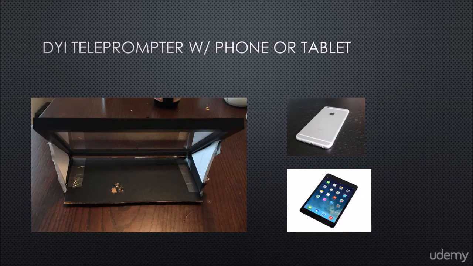This one here took me about 15 minutes to build because I had everything on hand, and there are plenty of tutorials online on YouTube that you can check out if you want to make one yourself. And then an iPad or an iPhone sits below the glass and reflects the words so you can read them while looking into the camera. If you have a phone with an iOS or Android operating system, there are plenty of teleprompter apps in their respective app stores that you can download for the teleprompter part of it. For a full list of everything I use, you can check out the references section of this lesson.